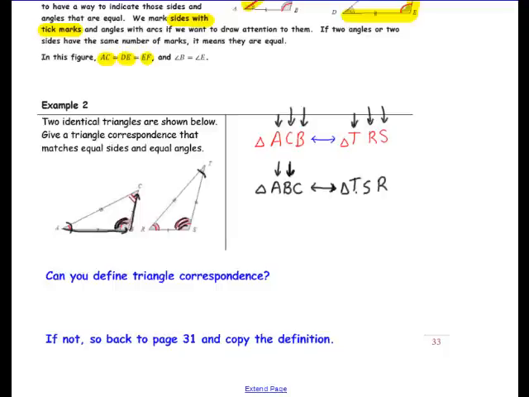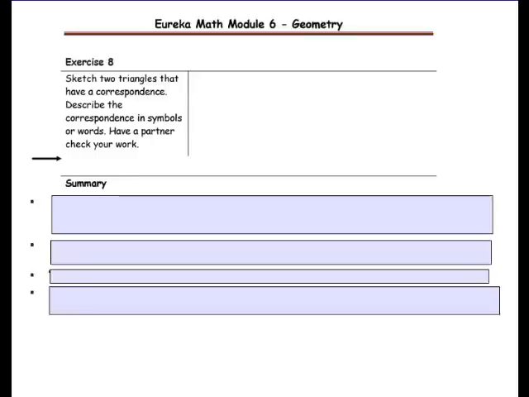Just to double check, can you define what triangle correspondence is? If not, go back to page 31 and copy the definition and practice it. Exercise 8 says, sketch two triangles that have a correspondence. Describe the correspondence in symbols or words. Have a partner check your work.